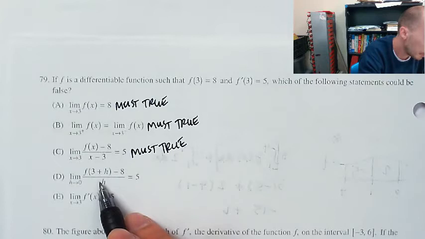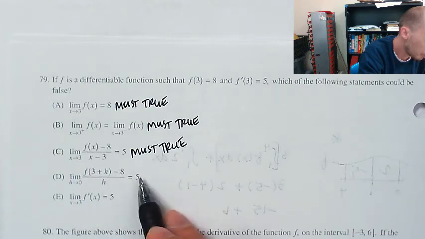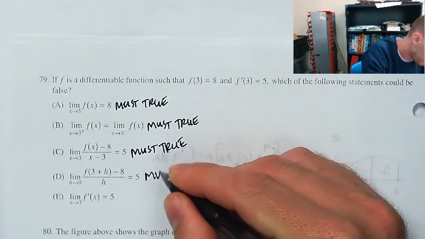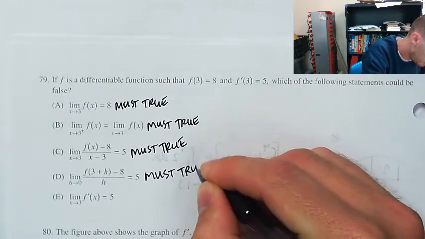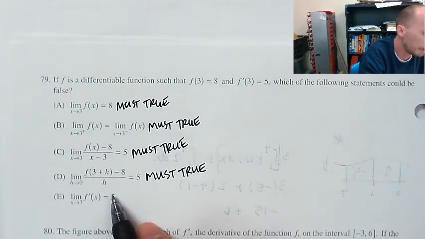Again, this is a different version of it, but this is f prime of 3. Rise over run as run goes towards 0, that must be 5, because they told us that the slope is 5. This must be true. And then the limit of f prime of x equals 5.